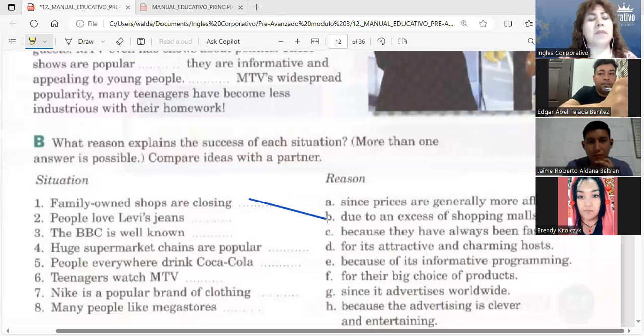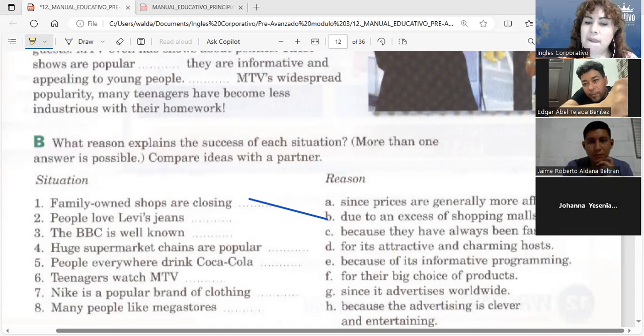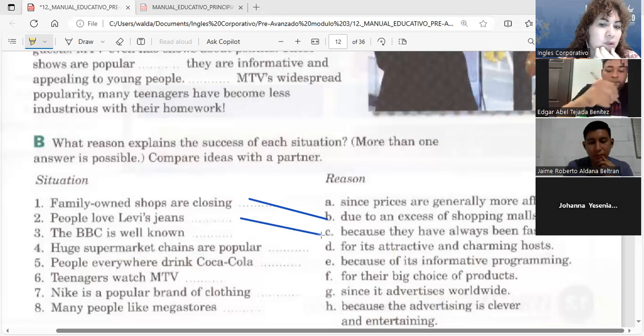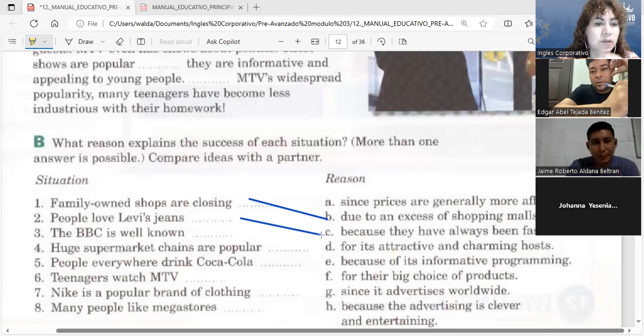Okay, next. People love Levi's jeans because of this. Letter C, because they have always been fashionable. Good. The BBC is well known. Letter D, for its attractive and charming posts.